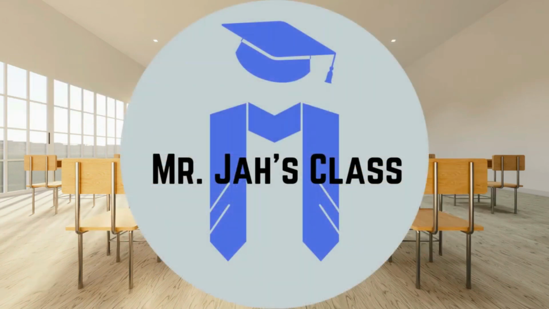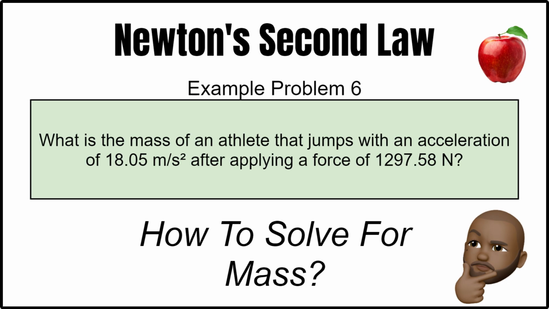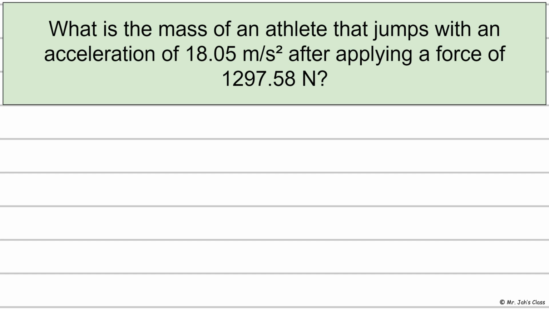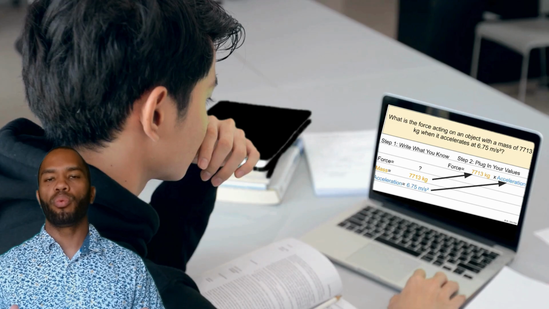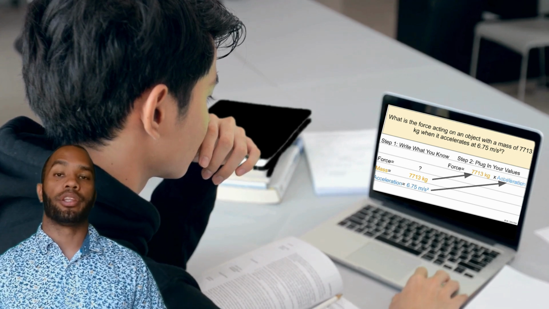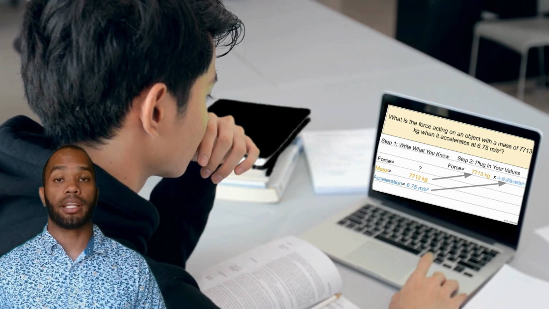Let's get started. How to solve for mass when dealing with Newton's second law. Let's take a look at this problem. What is the mass of an athlete that jumps with an acceleration of 18.05 meters per second squared after applying a force of 1,297.58 newtons?